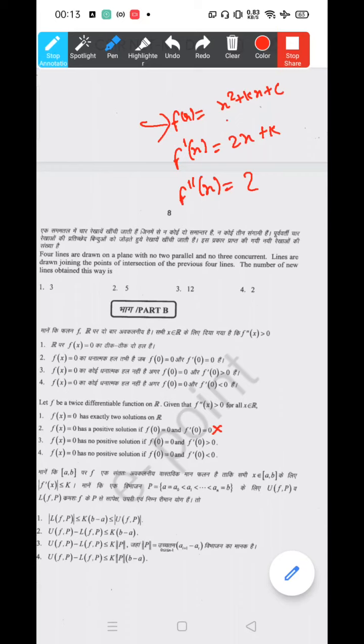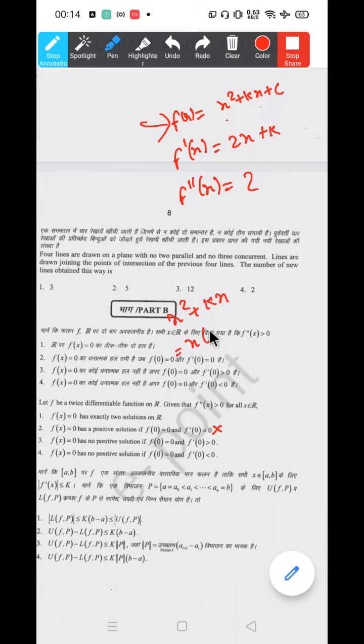Correct. Okay, what is this next? f of x equal to 0, no positive solution. If f of 0 equal to 0, correct. If I take f of 0 equal to 0, it means c is gone, and f dash of 0 is greater than 0, which means your k is positive here. So your function is x square plus kx. This is your function. What can you say about this?